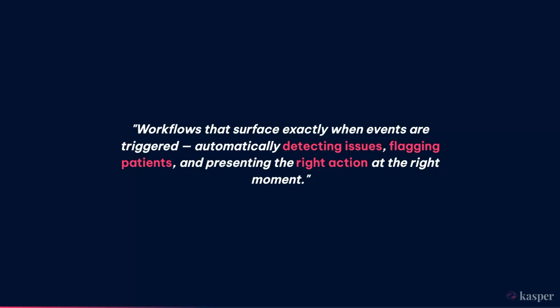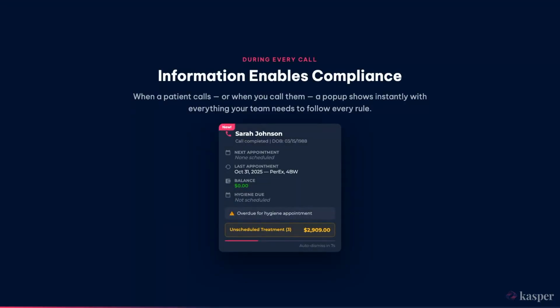The same pattern applies to phone calls. For SOPs to be followed, information must be instantly accessible. When a patient calls, or when your team calls them, a pop-up appears automatically. Next appointment, last visit, balance, hygiene status, unscheduled treatment, family members. When your front desk has this in front of them, they can follow your rules. Mention the patient name, remind about hygiene, collect the balance. Accessible information enables compliance. Now let's see how Kasper supervises the actual calls.